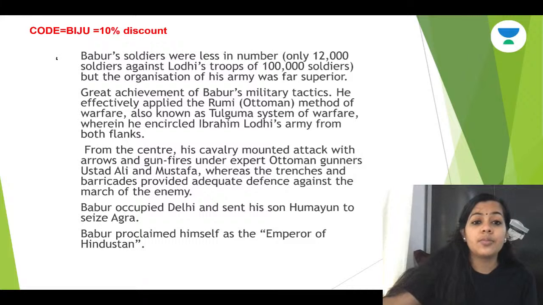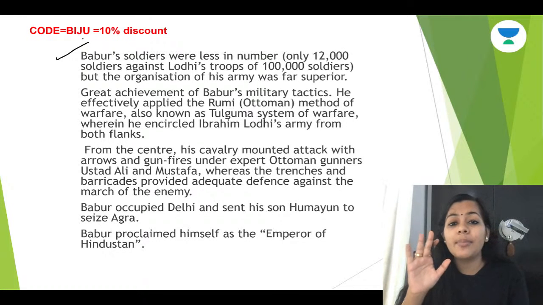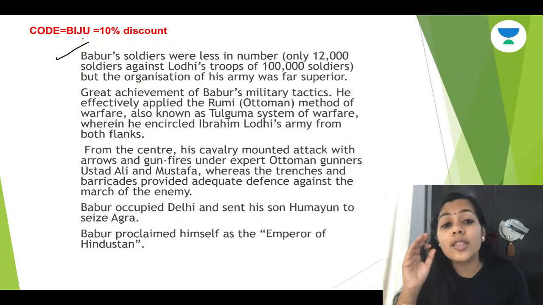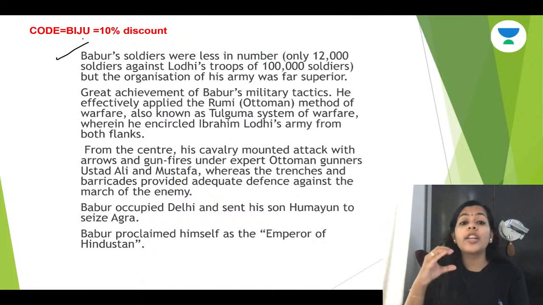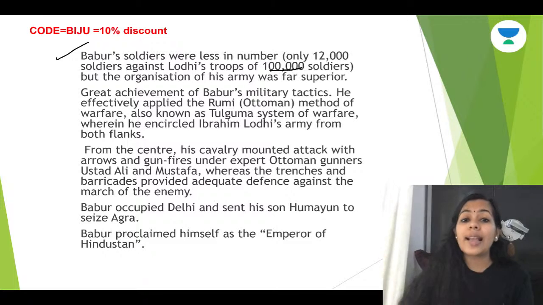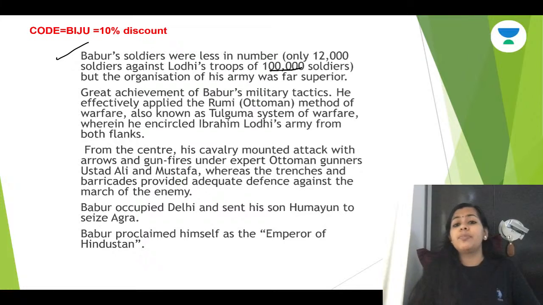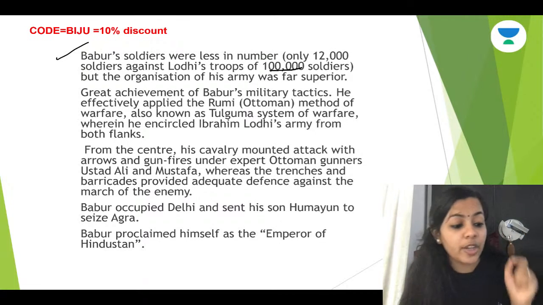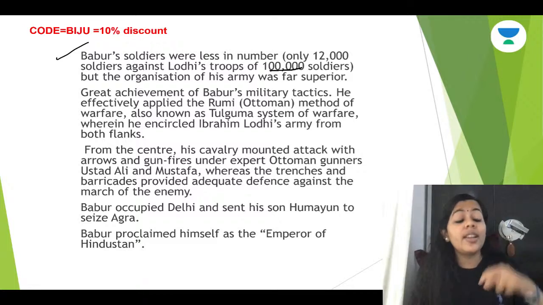First one is, Babur's soldiers were less in number. Lodi had 1 lakh soldiers, whereas Babur had only 12,000 soldiers. But the organization in the army was far superior. So they had a well organized army. You have 1 lakh soldiers, but the other person had just 12,000 persons, and with those 12,000 persons, he won the war. So this is the first point you have to write. Please do mention all these points. I've given them, and I'm explaining them also.